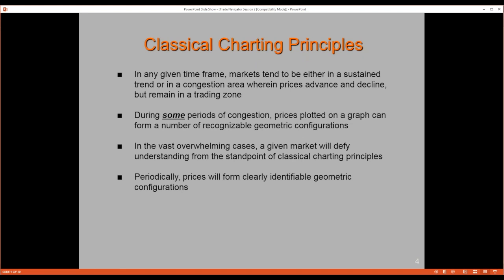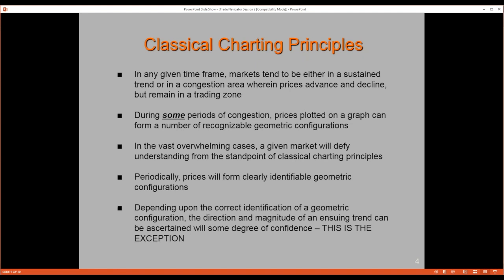Periodically, prices will form clearly identifiable geometric patterns, and depending on the correct identification of a geometric configuration, the direction and magnitude of an ensuing trend can be ascertained with some degree of confidence. And I want to point out, this is an exception, where you can look at a market and say, I know what pattern it is, I can have confidence in the pattern, and that confidence will work itself out based on my ability to correctly ascertain the direction and magnitude of the trend.